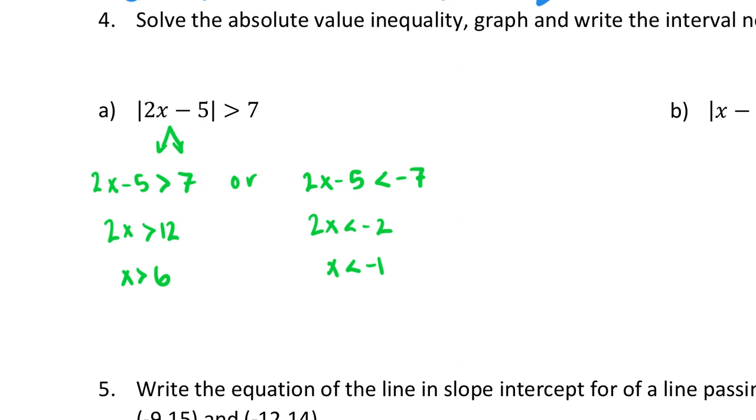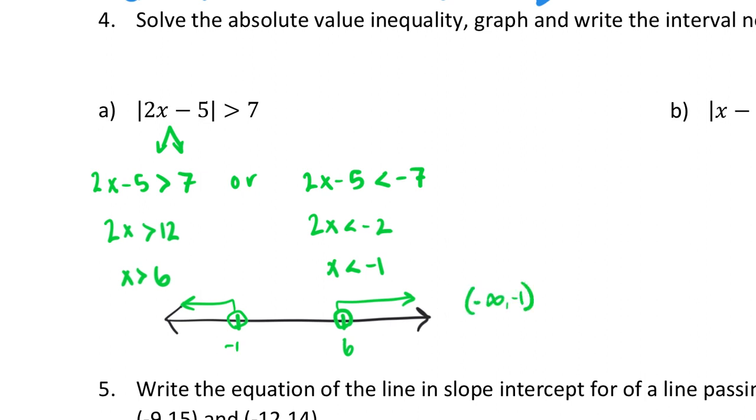Okay, if we look at the graph, that gives us that x is greater than 6, so we cannot be equal to 6. So we're going to go greater than 6 and less than -1. So there we go. That is our graph. If we're going to write the interval notation for this, that would be from negative infinity to negative 1 with a parenthesis, and then from 6 to infinity.